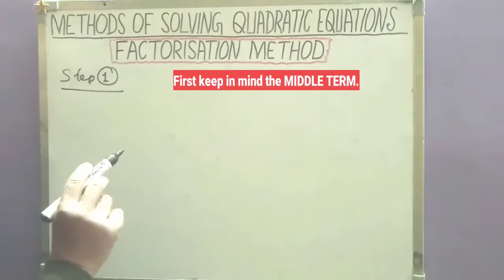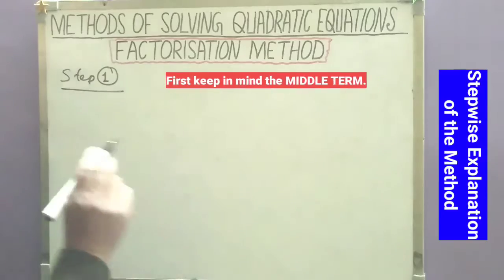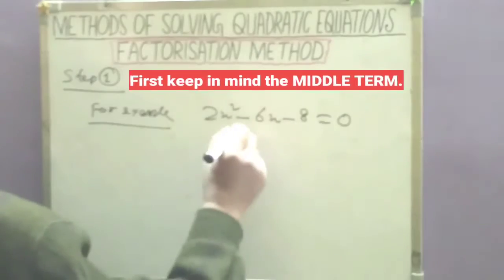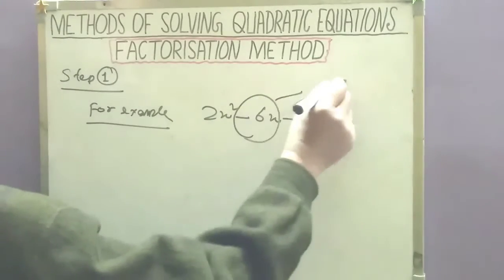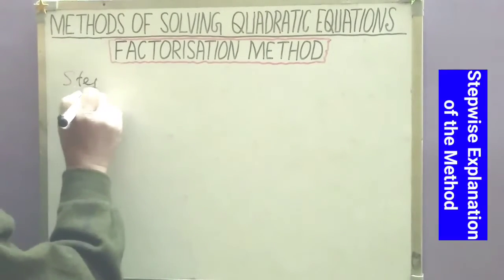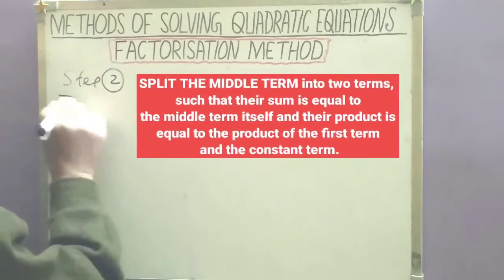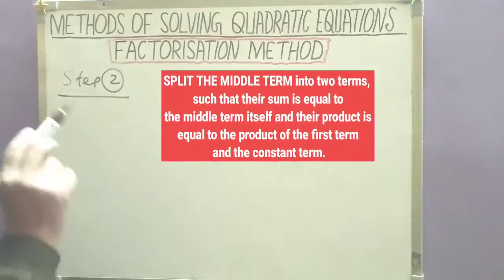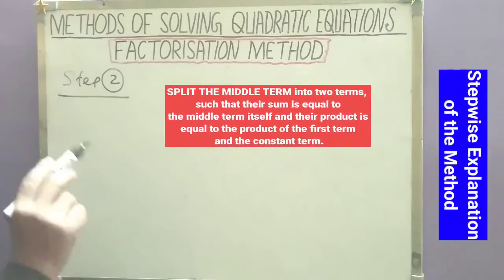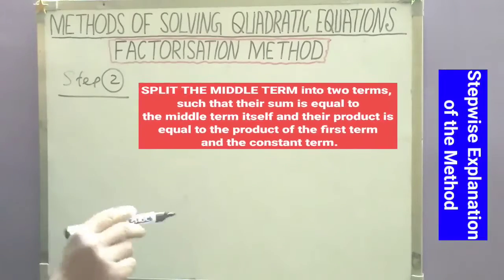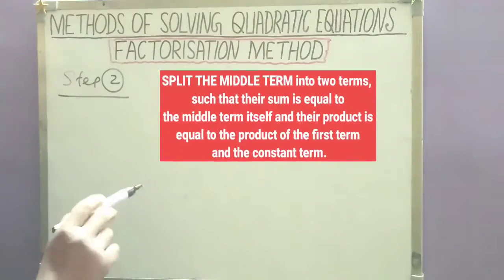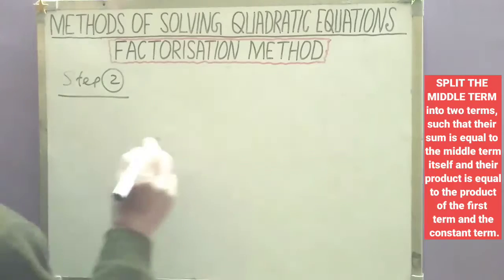First, keep in mind the middle term. For example, 2x² − 6x − 8 = 0. The middle term is −6x. Step 2: Split the middle term into two terms such that their sum is equal to the middle term itself and their product is equal to the product of the first term and the constant term.